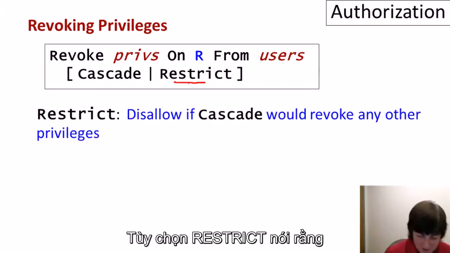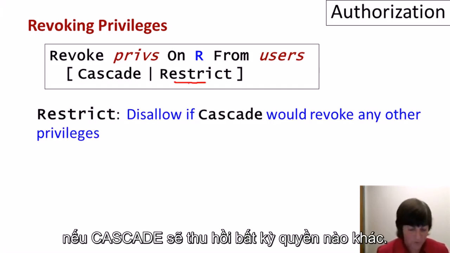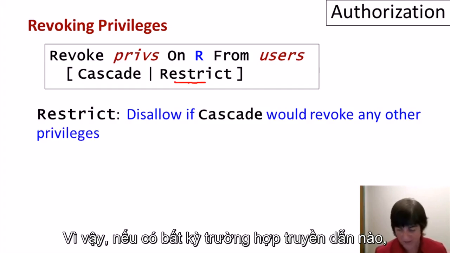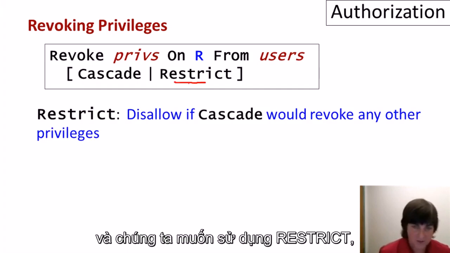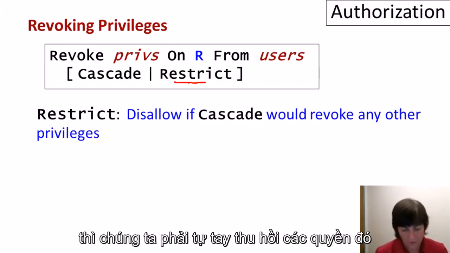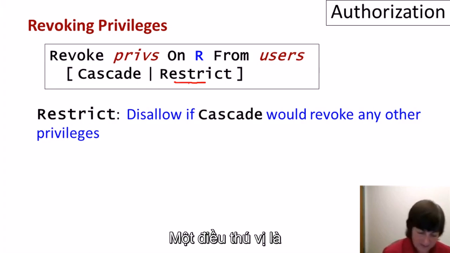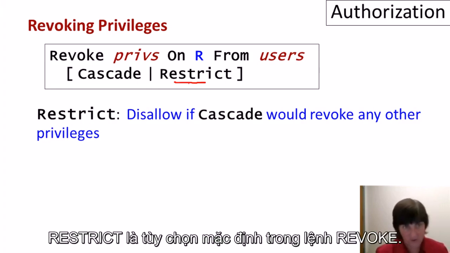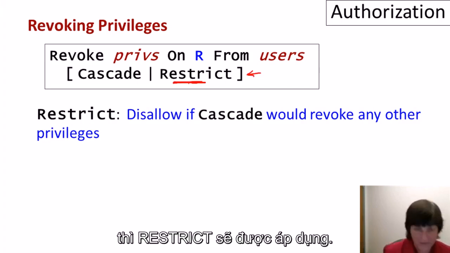What the restrict option says is that the revoke command is not allowed to execute if cascade would revoke any other privileges, so if we have any of those transitive cases. So if we do have the transitive cases and we want to use restrict, then we have to manually revoke those privileges, effectively bottom up through that graph that we saw. Incidentally, restrict is the default in the revoke command, so if neither of these options are specified, then restrict is the one that will be enforced.